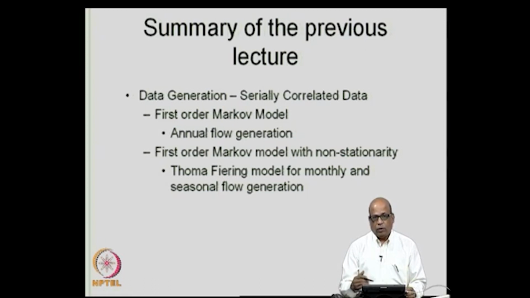Because it generates negative values, often using the log transformation is advantageous. So, we also have the log transform Thomas Fiering model, where simply you transform x t into log x t and use the Thomas Fiering model on the log x t series. That is also quite popularly applied in hydrologic literature.